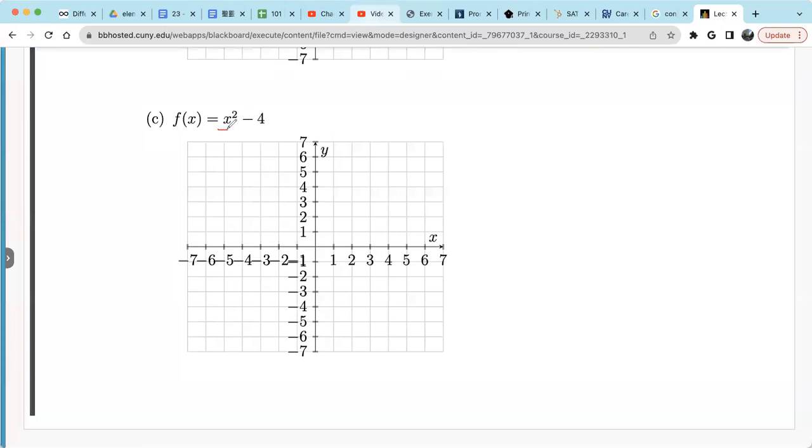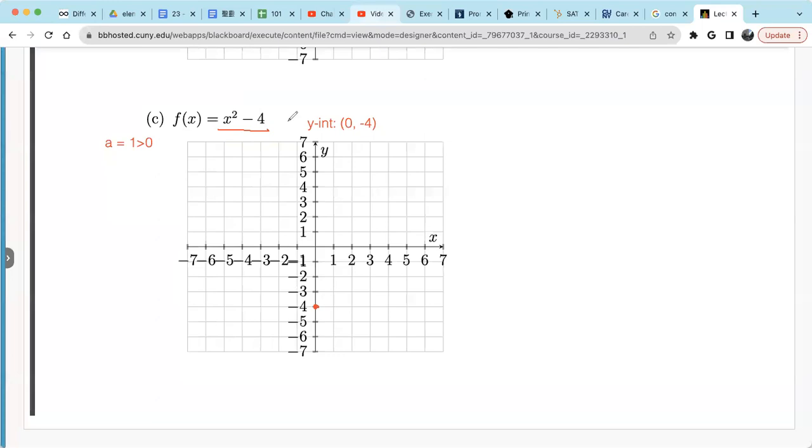C is in standard form, right? If it's in standard form, we can tell the y-intercept right away. Y-intercept is (0, -4). And a is positive. Again, a equals 1, positive, so we know our graph goes upward. So let's first graph our y-intercept, (0, -4). We have our y-intercept here.